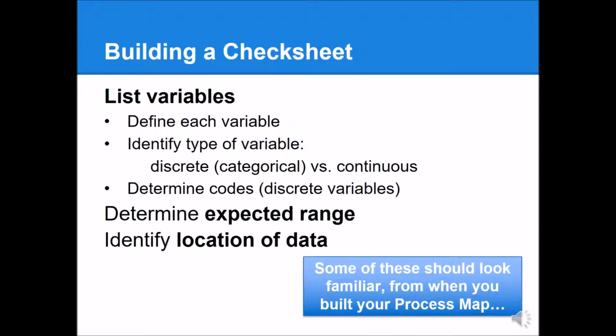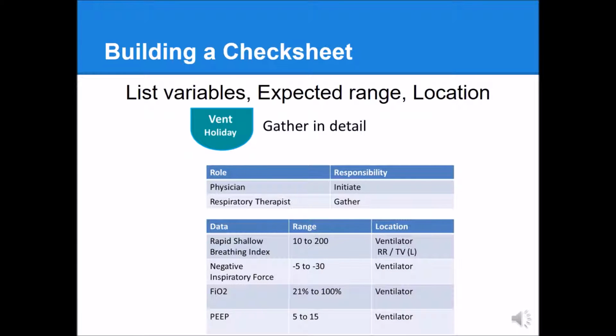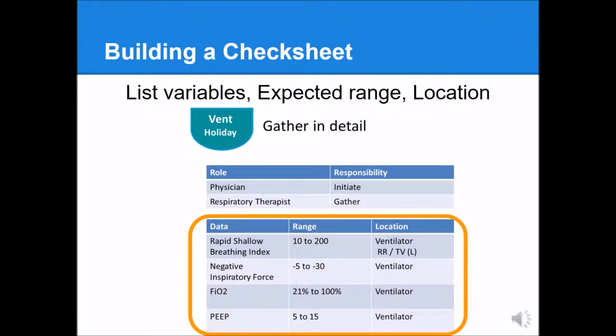Some of these things may look familiar from when you're building a process map, and they should. They should if you build a gather in detail table for any of your steps when making your process map. If you pull that back out, there was a table when looking at a gather step where you were supposed to look at each piece of data that you needed to gather, plan an expected range, and then specify a location where that data could be found.